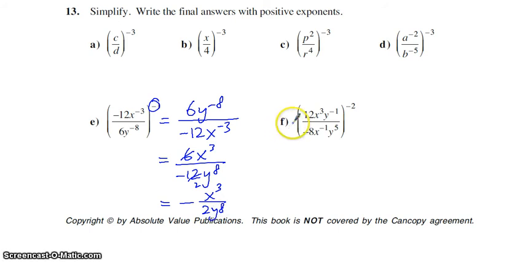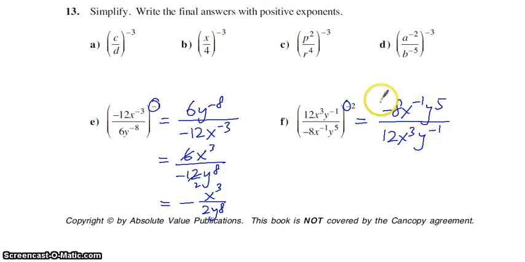Now let's try F. Same thing. What do you do first? Well, because of the negative sign, let's flip everything. All right, let's just flip everything. So take the time to write out each one. All right. Next, I suggest you deal with the inside first before you square everything, or you can just square everything. It's the same.